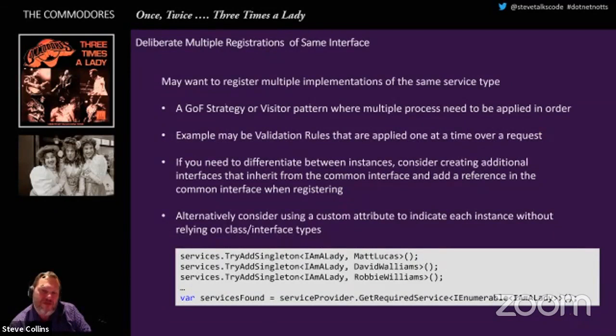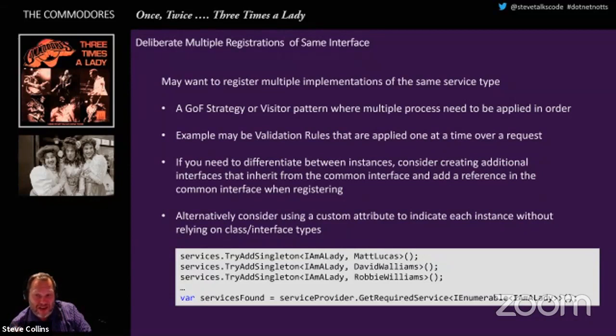So we're talking about deliberate multiple registrations of the same interface. Why would you possibly want to do that? You may want to register multiple implementations because you're doing something like a Gang of 4 strategy pattern or visitor pattern, where you've got a consumer that says, I want to do multiple operations on something, and I'm going to get all the things I need to do out of the container.